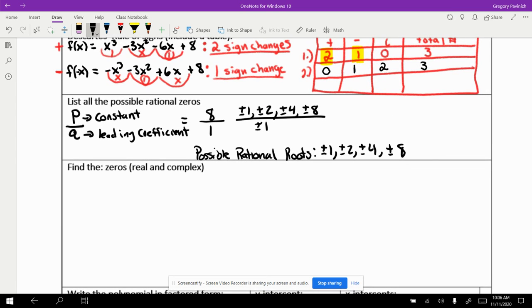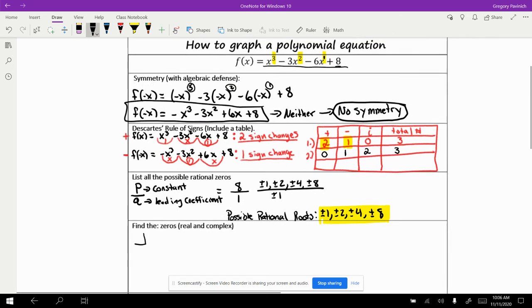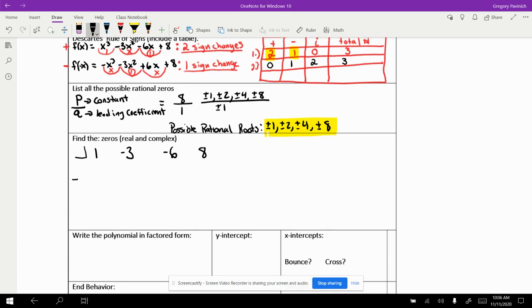Okay, so now what I want to do, this test says if there are any x-intercepts that are rational, this is going to be them. It's going to be one of these 8. Now what I want to do is pick one, and I want to synthetically divide. So I'm going to get the coefficients of my original polynomial, which is 1x cubed minus 3x squared minus 6x and a positive 8. And then I want to bring down my first one.